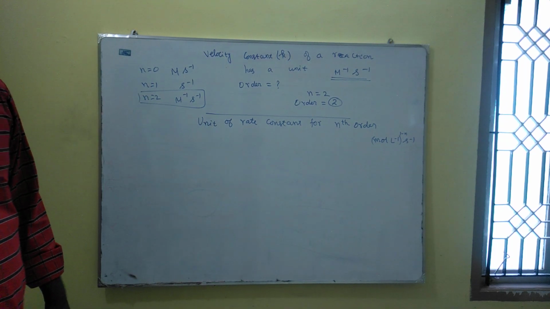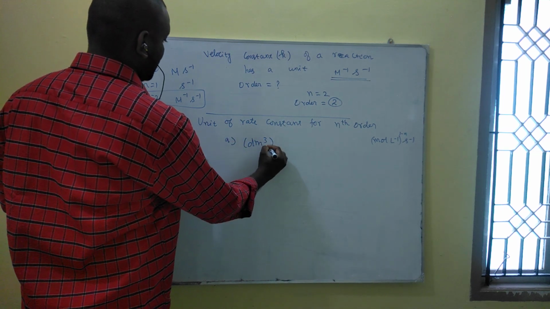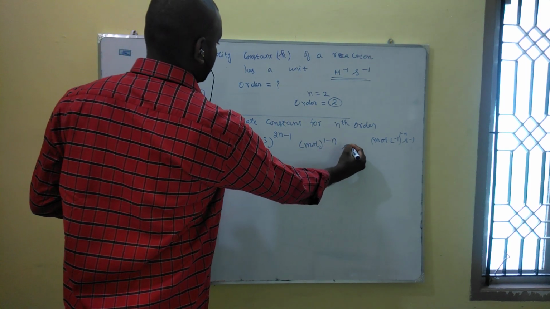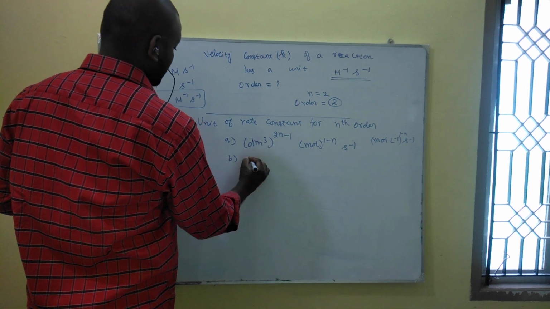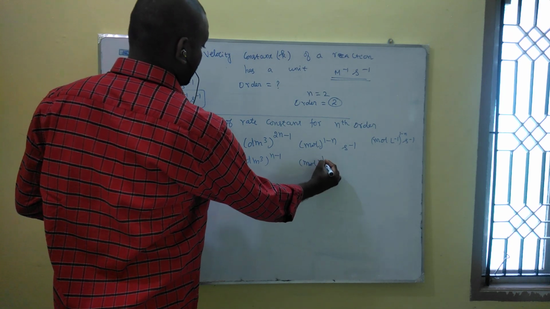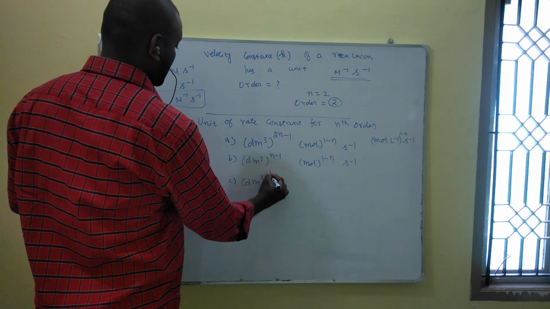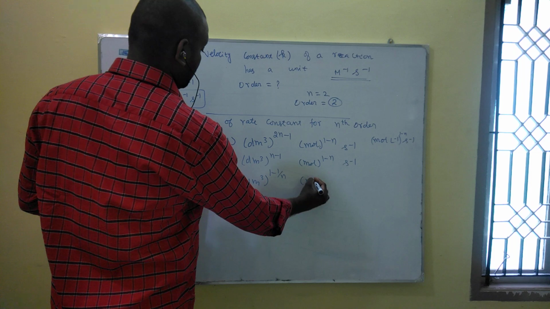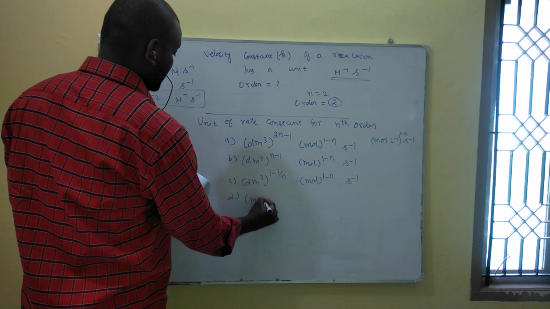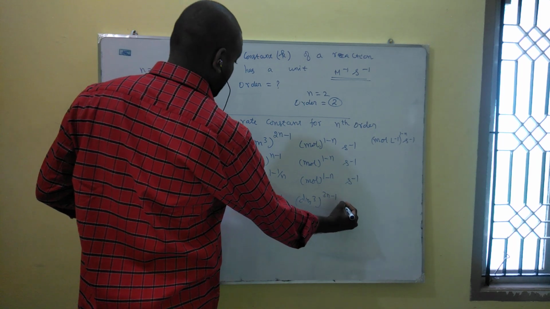So they give you 4 options. This is also a TNPSC question. Option one: decimeter cube power 2n minus 1, mole power 1 minus n per second. Second option: decimeter cube power n minus 1, mole power 1 minus n per second. Third option: decimeter cube power 1 minus 1 by n, mole power 1 minus n per second. And the fourth option: mole power n minus 1, decimeter cube power 3n minus 1 per second.